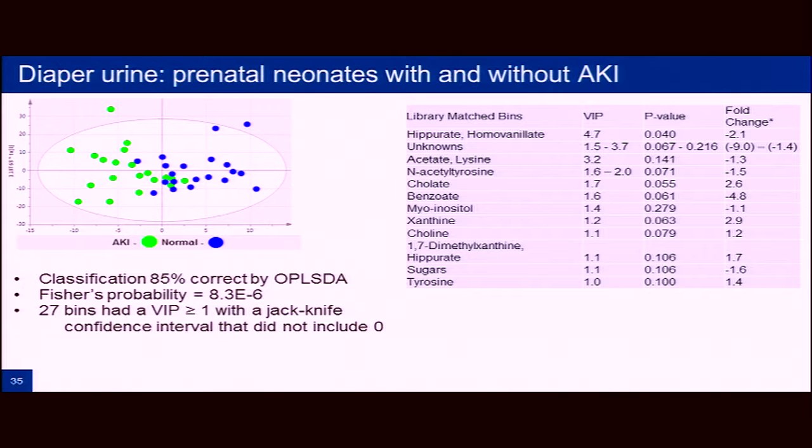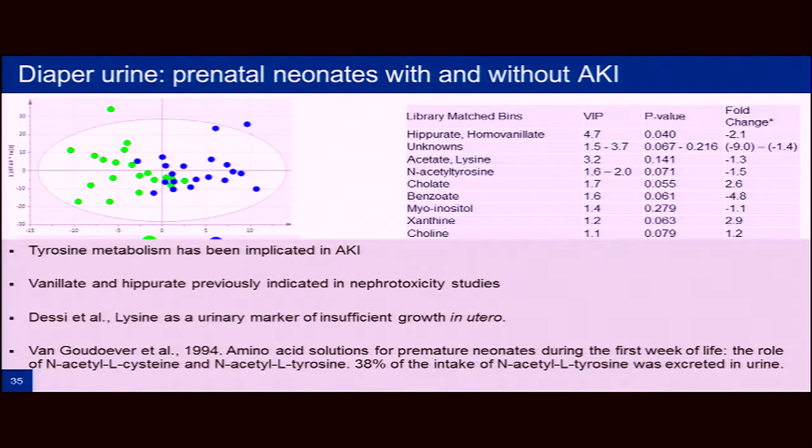What we were able to show after analyzing urine from diapers is that we could separate AKI from normal neonates. We have a list of metabolites there. Among the top hits, tyrosine metabolism is particularly interesting, as well as hippurate and lysine. They've all been mentioned in the literature as either being implicated in acute kidney injury or in insufficient growth in utero.